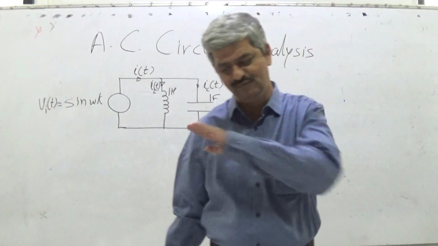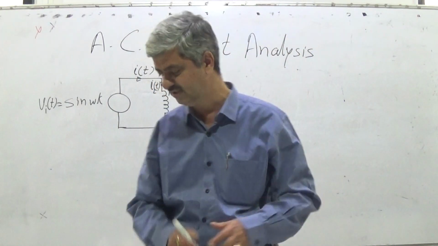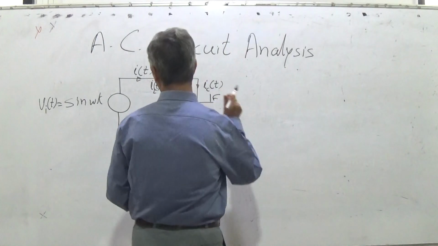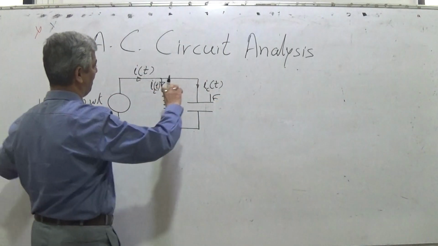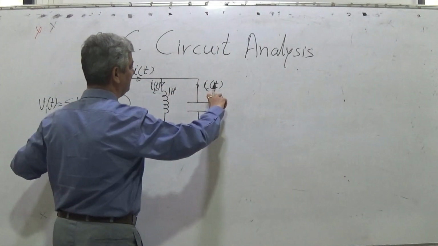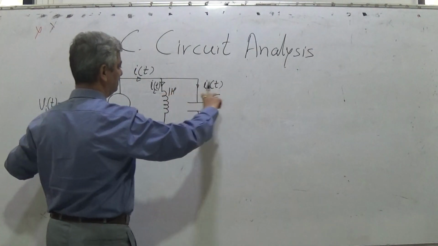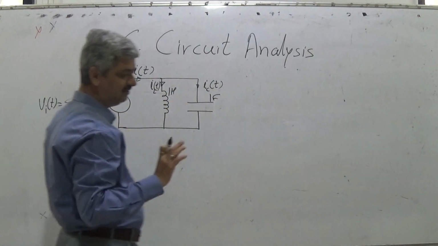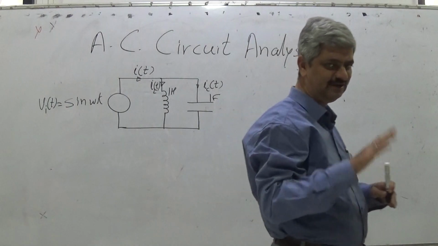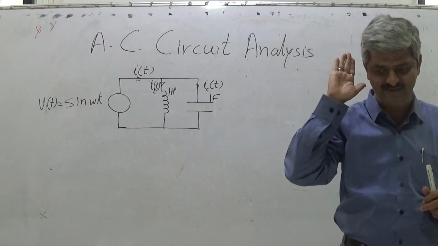That will simplify everything. So we proceed with. So what would be ILT? Same word, it is a parallel combination of L and C. It's a parallel combination of L and C. So see, I am trying my level best to simplify the things. Everything is available in the book.